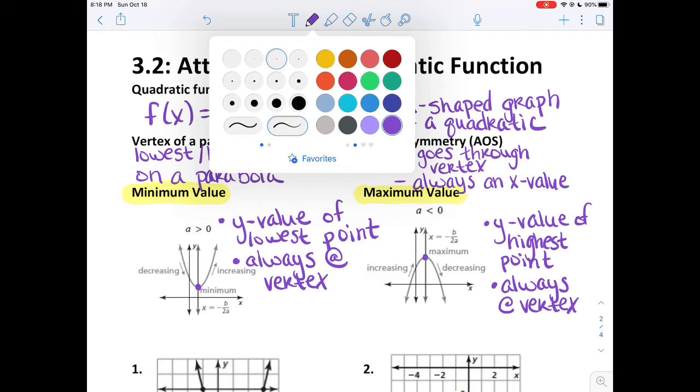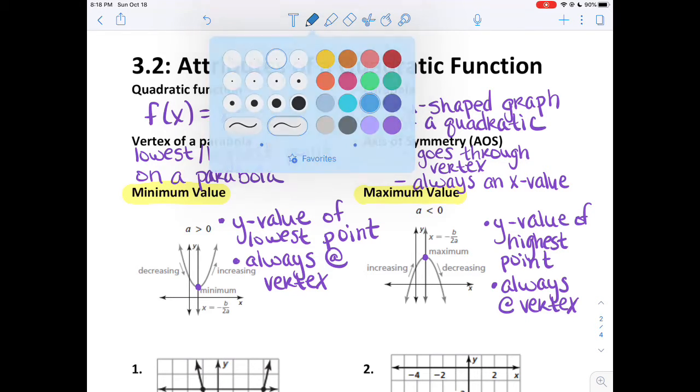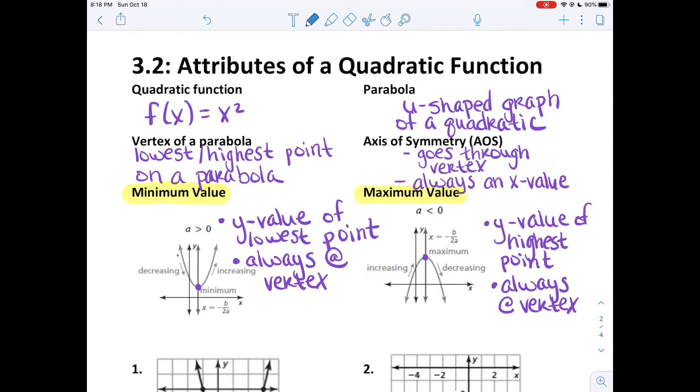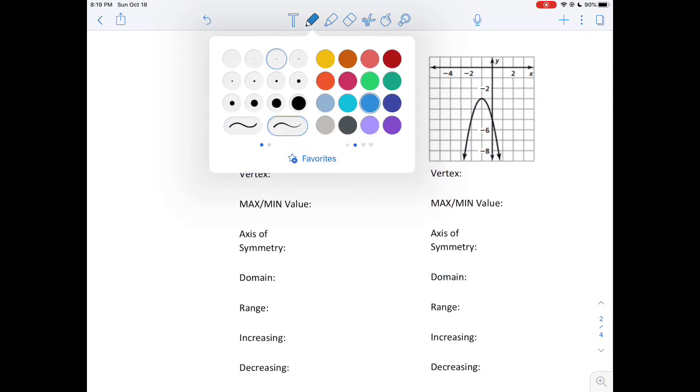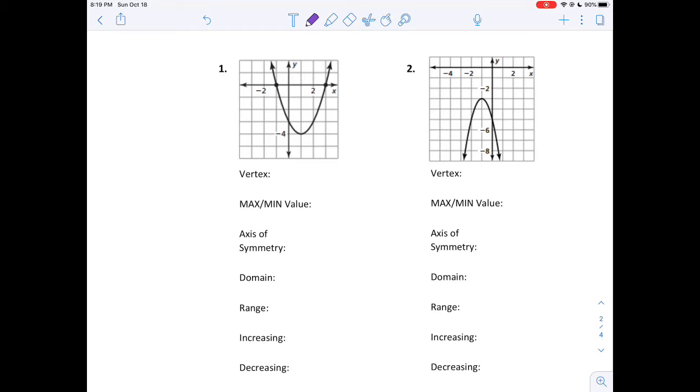Notice that as we read our graph from left to right, our values of y are decreasing over here on this minimum value graph until we get to the axis of symmetry, and then they start increasing. The opposite is true when we have a maximum value. Our y values are increasing up to the maximum value that occurs at the axis of symmetry, and then they start decreasing from there. Let's go ahead and look at a couple of examples where we have a graph and we want to pick out all of the characteristics that we can from this graph.